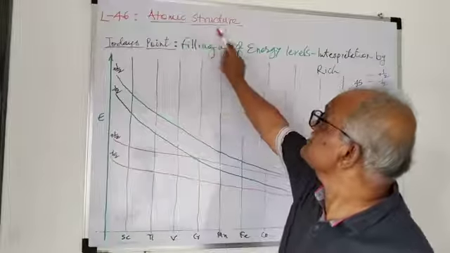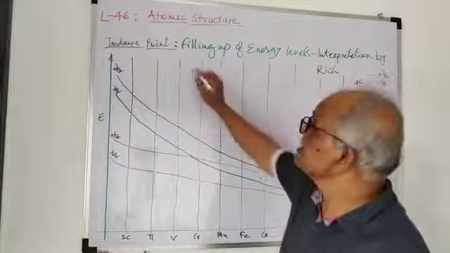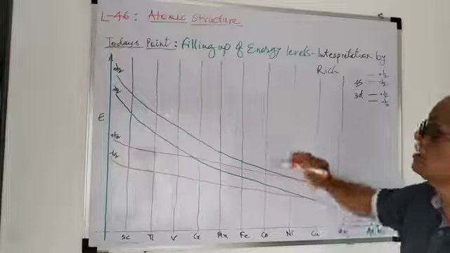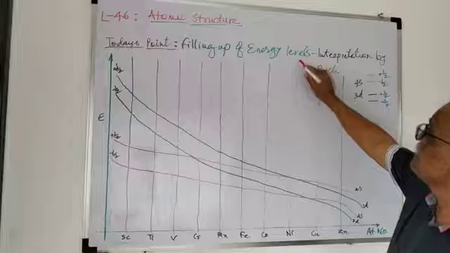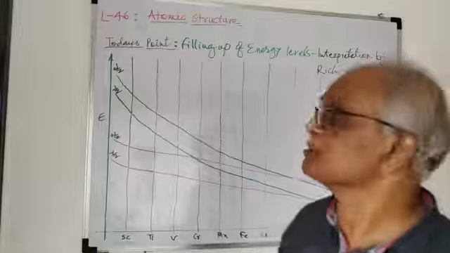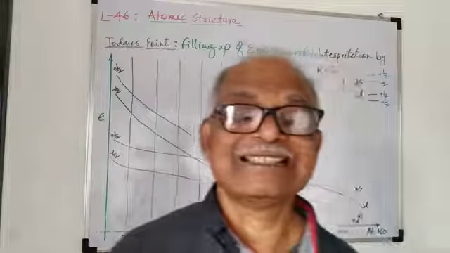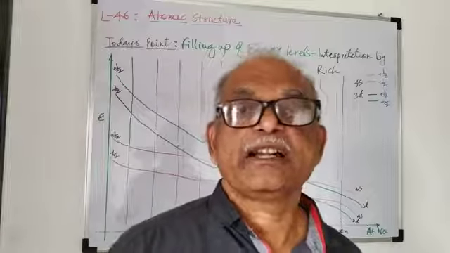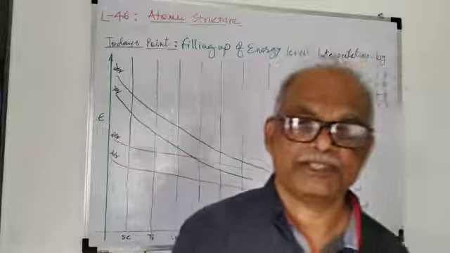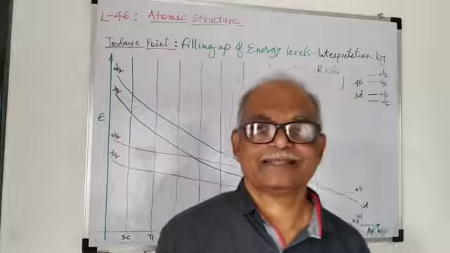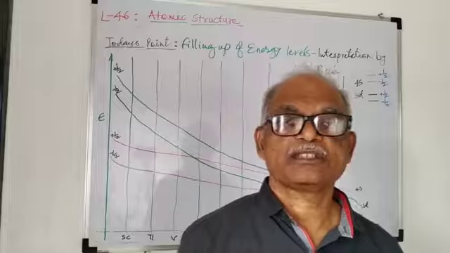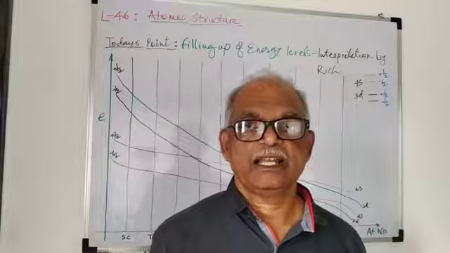We were discussing atomic structure, and under this topic today we will discuss the filling up of energy levels. The next part of this filling up of energy levels is the interpretation by Rich. In the last lecture we saw how the energy levels split into different atomic orbitals and how they are arranged in increasing order of their energies, so that we understand the correct order of filling up these atomic orbitals with the electrons available in a given atom of a given element.